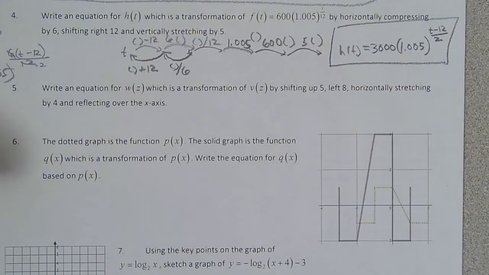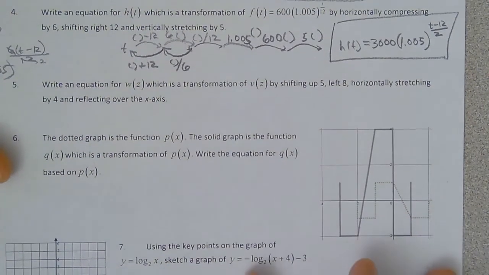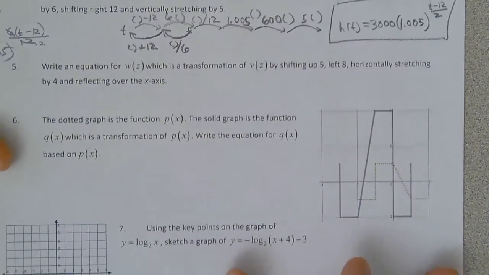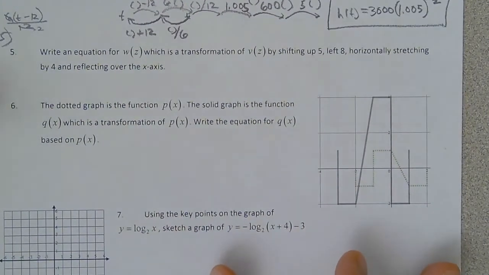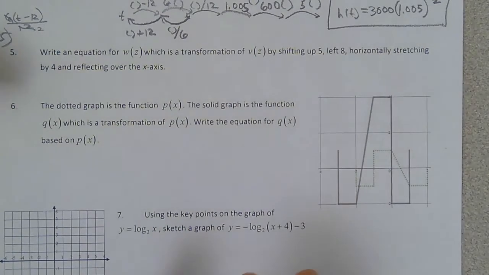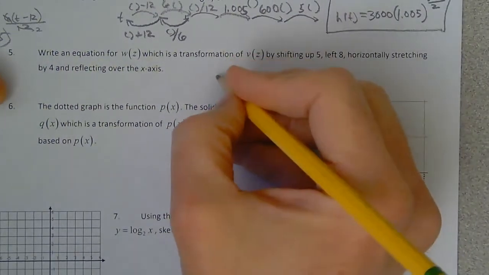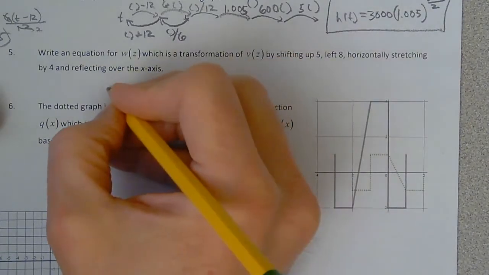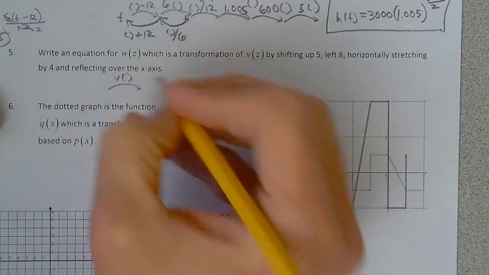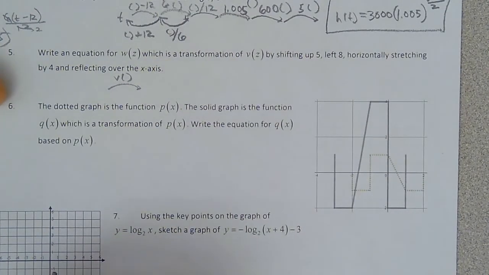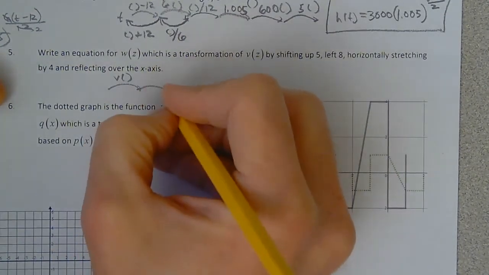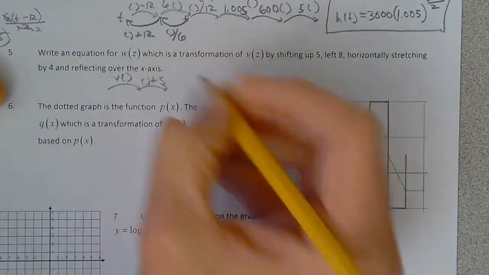All right, let's see. The next one here, write an equation for w of z, which is a transformation of v of z by shifting up 5, left 8, and horizontally stretching by 4, and then reflecting over the x-axis. So I'm transforming v of z. I don't know exactly what that looks like, so I'm just going to put v of on an arrow, and I'm going to shift it up 5, which is a vertical change. We'll move it up 5.